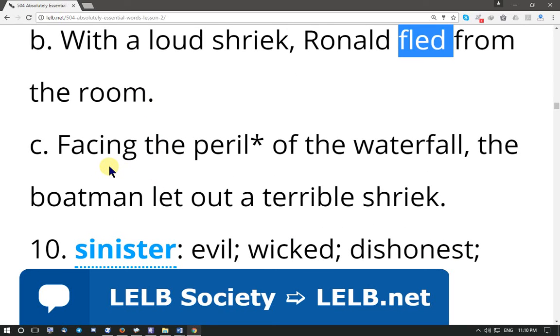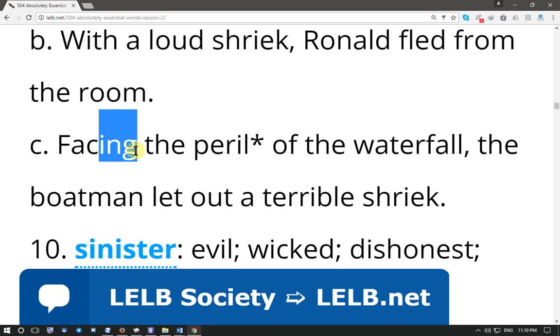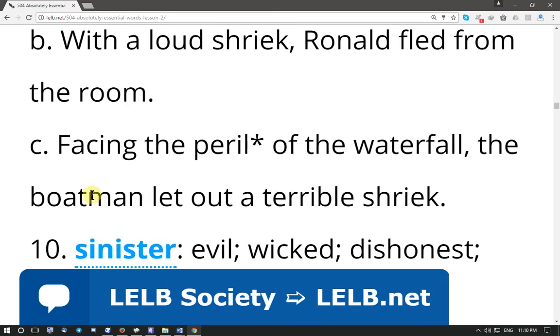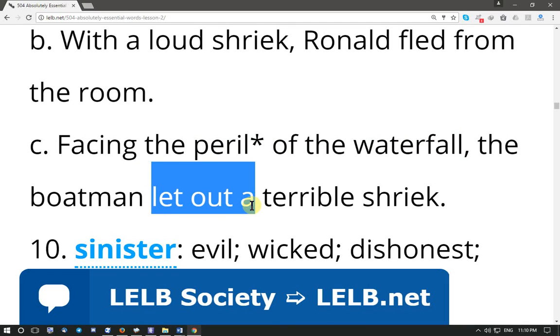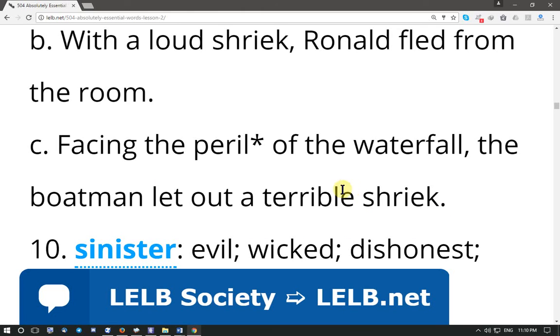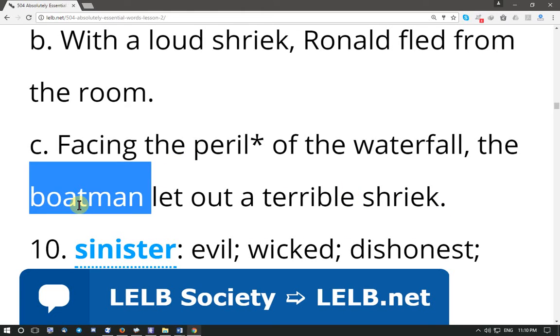Facing the peril of the waterfall, the boatman let out a terrible shriek. Facing means as he was facing or dealing with and actually about to experience something, the peril, the danger of just the waterfall ahead. The boatman let out means just screamed. Let out a terrible shriek means screamed or yelled. Boatman is a person who is employed to give you a ride on the boat.